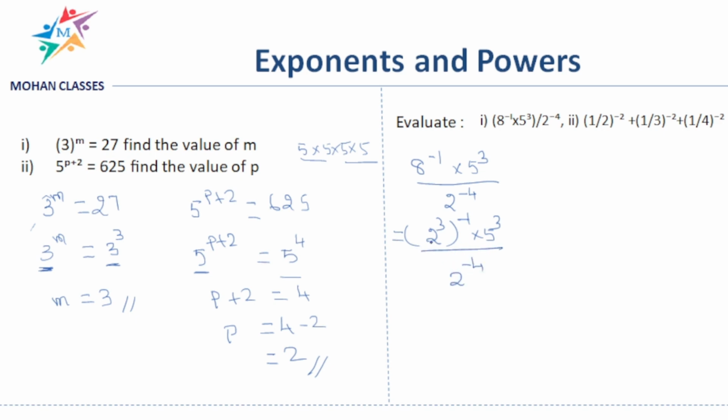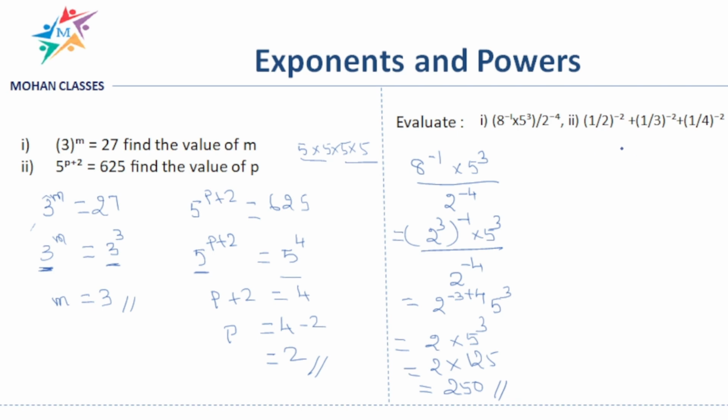Understand? 8 we can write as 2 to the power of 3. So 3 into minus 1, m into n. What will you get? 2 to the power of minus 3. And this 2 to the power of minus 4 will go as plus 4, and 5 cubed. Then clear? So 2 to the power of minus 3 plus 4, you will get 2 to the power of 1. So that means 2 into 5 cubed, which is 2 into 125. So 250 is your answer.